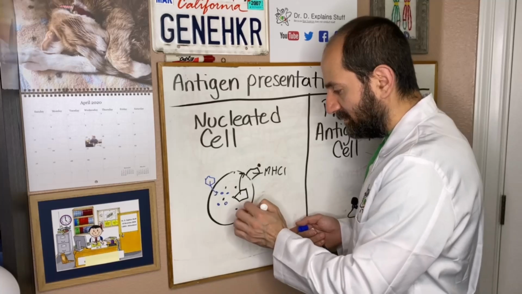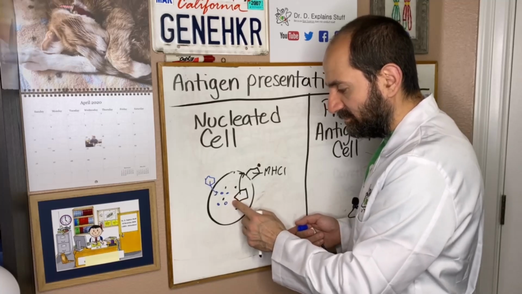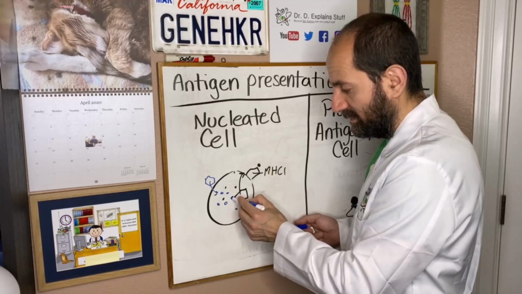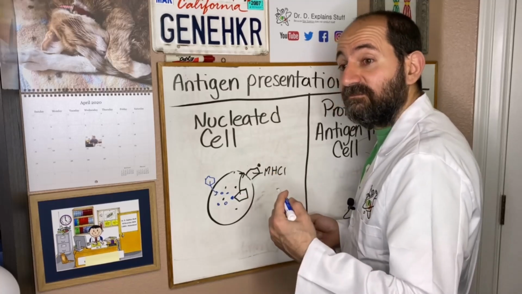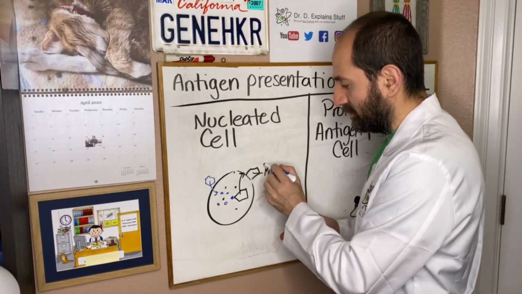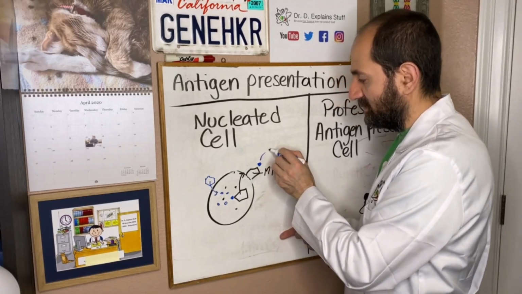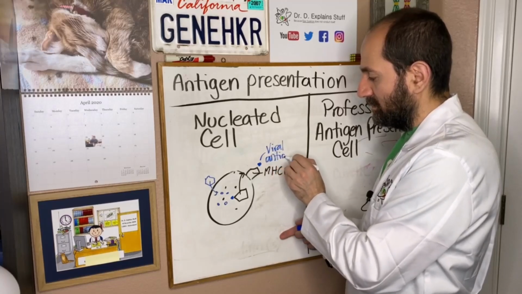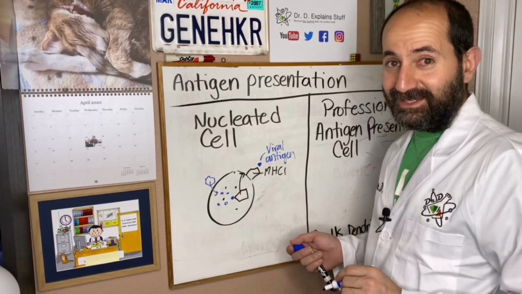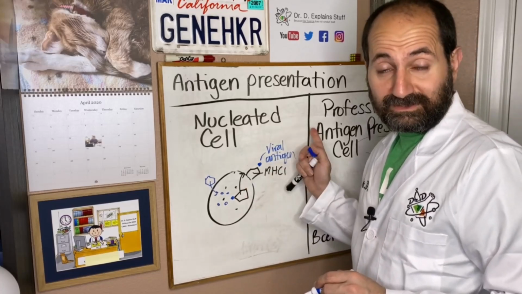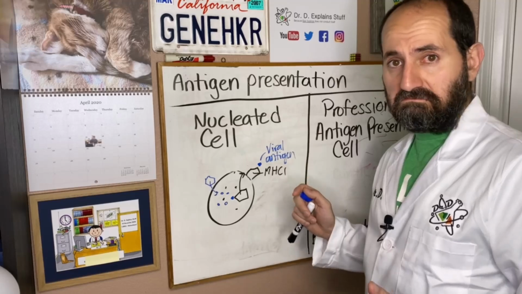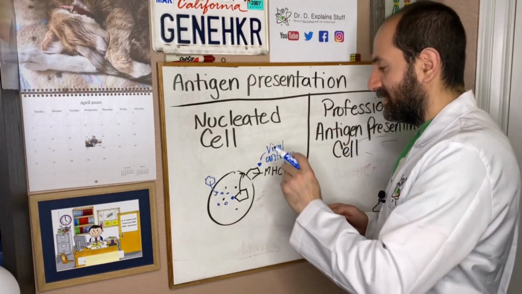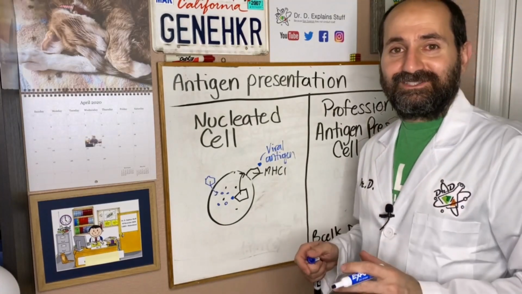Now, what if MHC I, instead of grabbing a self-antigen and presenting that on the surface of the cell, grabbed a non-self-antigen, like a viral antigen? So now what is it presenting on the outside of the cell? That's right, a viral antigen. That's not self. Did the cell know that it's presenting something that's non-self? No, but guess what? The white blood cells will recognize that viral antigen as non-self.